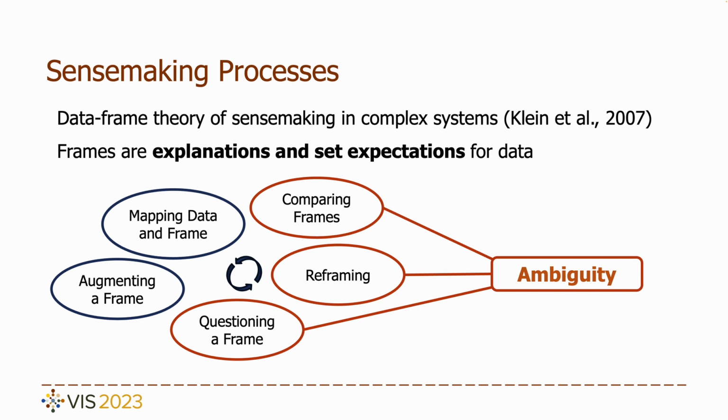Here, frames are explanations that set expectations for what counts as data and where to look for it. And we simplified the processes from the original model to differentiate processes that are related to ambiguity, like comparing frames, questioning frames, or reframing, from other sense-making processes, like mapping data to a frame or augmenting an existing frame.